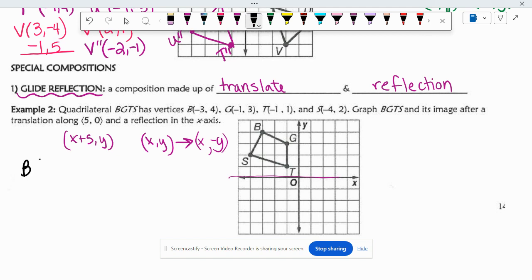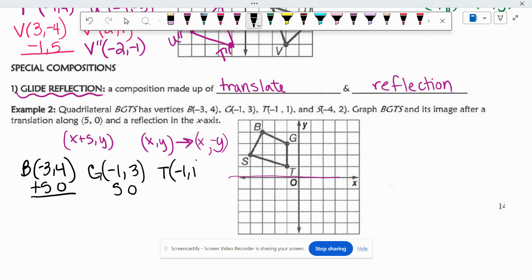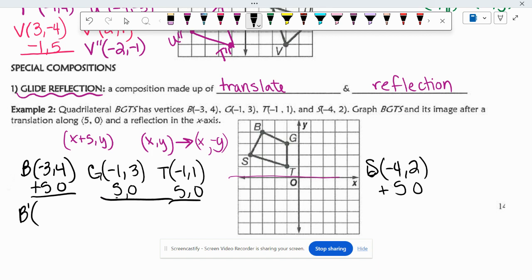So for B, negative 3, 4, we're going to add 5 and 0. For G, negative 1, 3, we're going to add 5 to the X, 0 to the Y. T, negative 1, 1, we're going to add 5 to the X, 0 to the Y. And point S, negative 4, 2, we're going to add 5 and 0. Okay, so what does B prime become? What's negative 3 plus 5? 2, and 4 plus 0 is just 4.